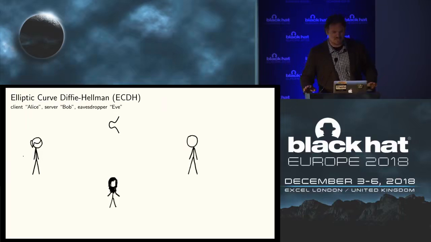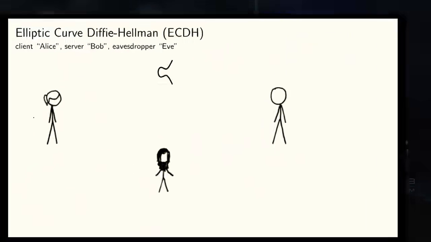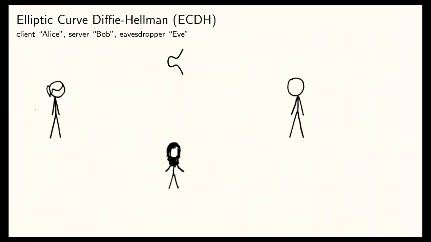Suppose we have our classic pair of communicants, Alice and Bob, and an eavesdropper Eve. So we have Alice, who is a client, who wants to talk to a server Bob over the public internet. And we also have Eve who wants to snoop on the messages between Alice and Bob. So to secure their connections, Alice and Bob want to negotiate a shared key and use that to encrypt the messages. And they can do this using elliptic curve Diffie-Hellman.